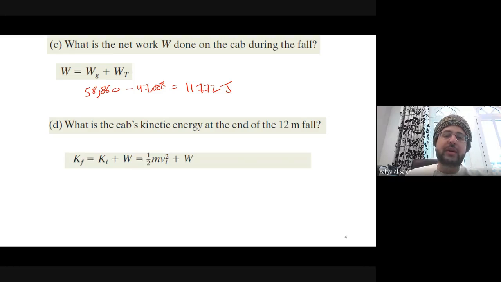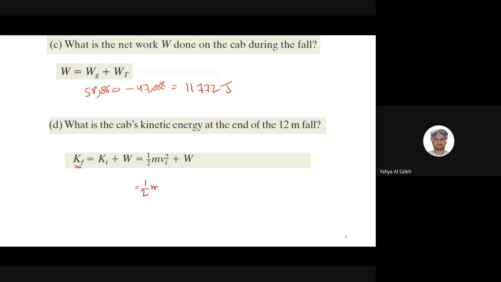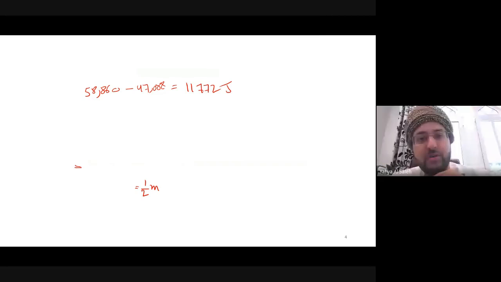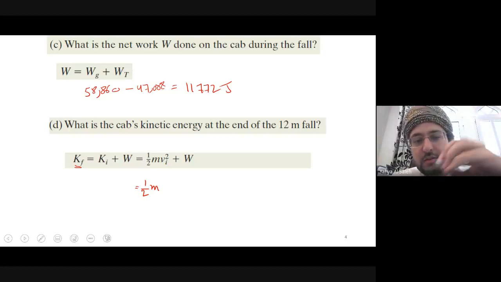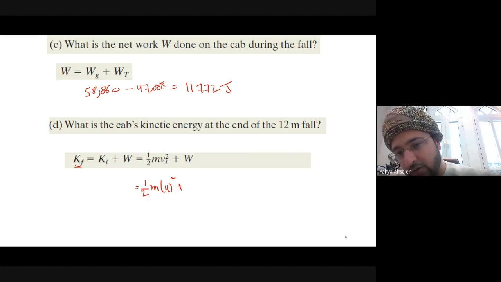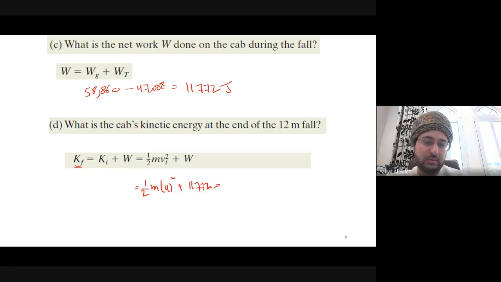There's more than one way to do it, but one way is our final energy is whatever our initial energy is plus the work done. So our initial energy was half m v squared. What was our initial v? 4 meters per second. So 4 squared plus 11772 equals 500 divided by 2 times 4 times 4 plus 11772, 15772.